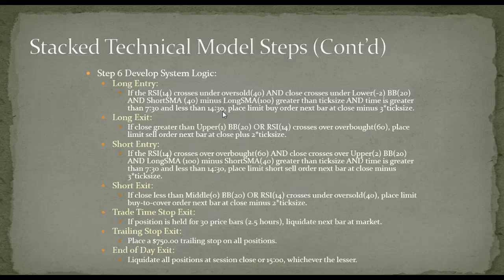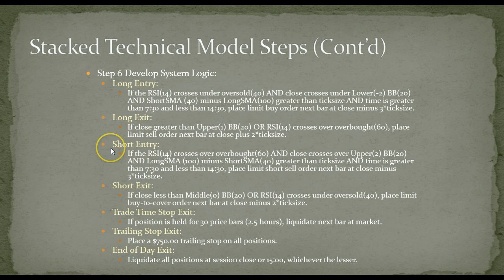So that is our long entry. Now, in order to exit that, the typical long exit is if the close is greater than the upper 1 standard deviation Bollinger Band, or the RSI crosses over overbought at 60, we're going to sell or place a limit order to sell the next bar at close of the current bar plus 2 times the tick size, to get that extra couple dollars out of the trade.